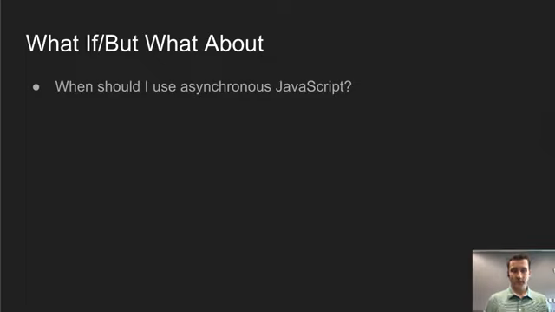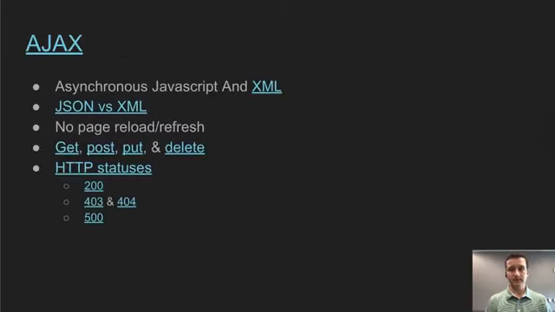What about when should I use asynchronous JavaScript? Asynchronous loops are necessary when there is a large number of iterations involved or when the operations within the loop are complex. But for simple tasks like iterating through a small array, there's no reason to overcomplicate things by using complex recursive functions. Now I'll go over Ajax.